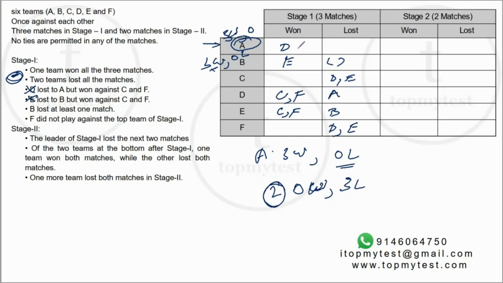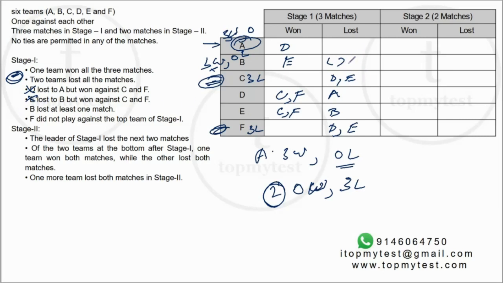Now, A, B, D, and E already have a win each, which means C and F are the ones which lost all 3 matches. So C and F have 3 losses each. So all the matches that they played have been lost. Now let's proceed further. Okay, B lost at least 1 match.